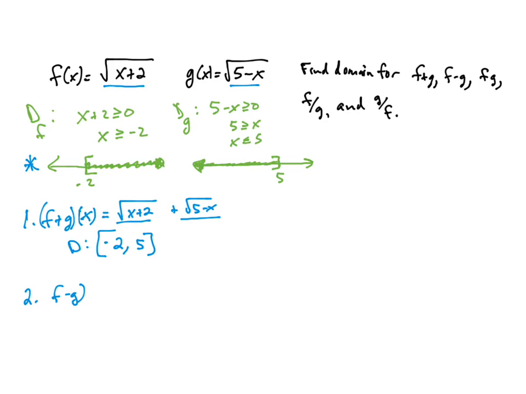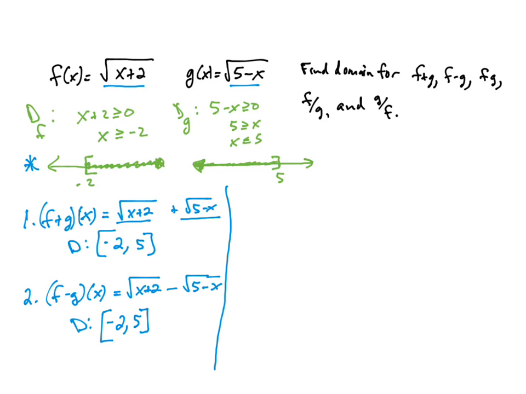Things are going to be very similar for f minus g of x. We're just going to have square root of x plus 2 minus square root of 5 minus x. Again, no form change, we just have two radicals. So the domain, again, is going to be where the domains of each of these individual functions overlap. So this will, again, be -2 to 5, including those endpoints.